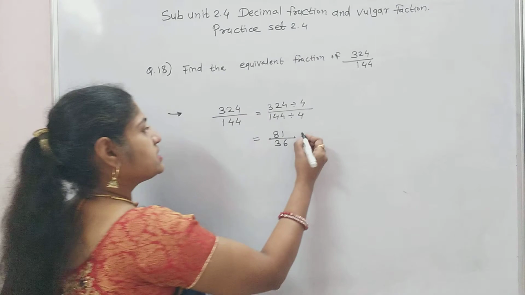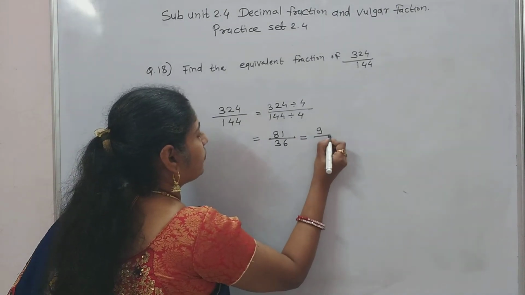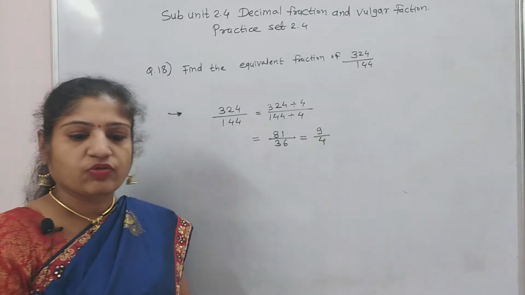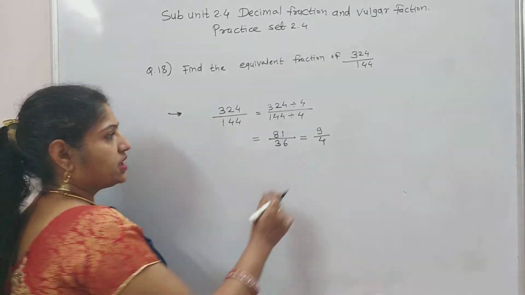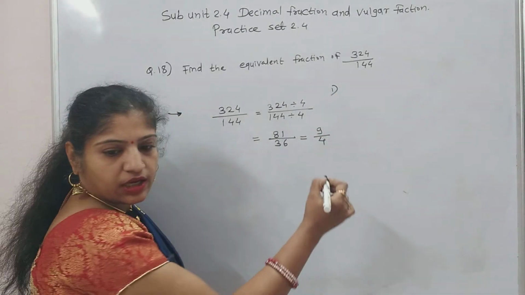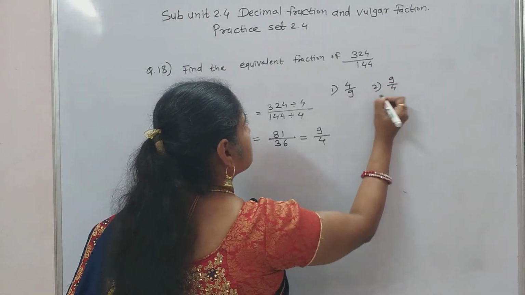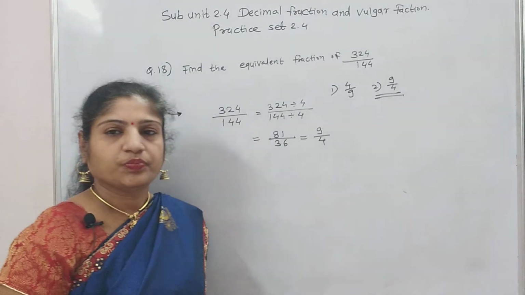Now this number is again divided by 9. 9 9s are 81 and 9 4s are 36. This is the simplest form and our answer is 9 upon 4 and given options are 4 upon 9 and 9 upon 4 is the second option. So our answer is option number 2.